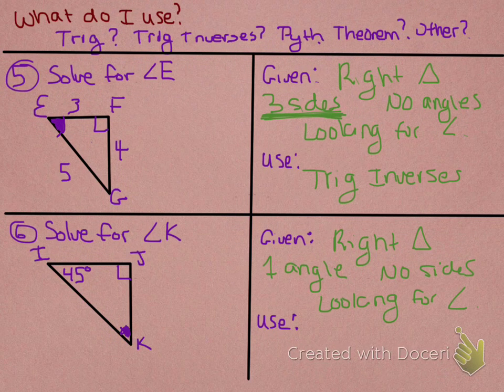In this case, again, I would use the fact that these have to add up to be 180 degrees, or the fact that angle I and angle K are complementary and add up to 90, which would mean that angle K is 45 degrees. So I would have to use 180 degrees.